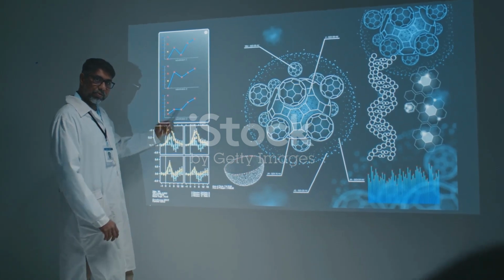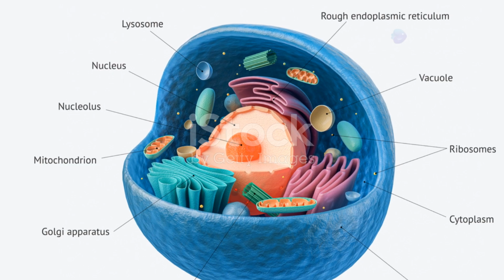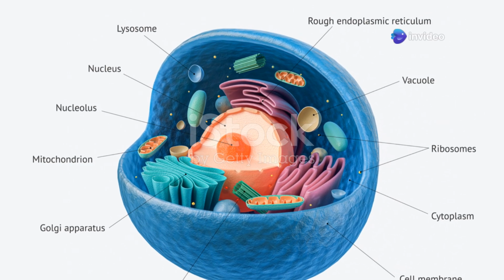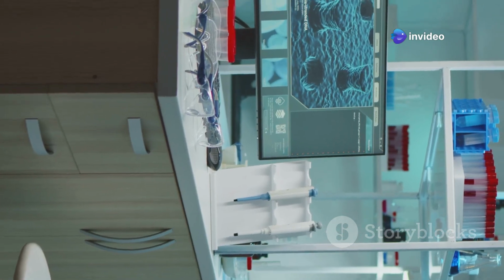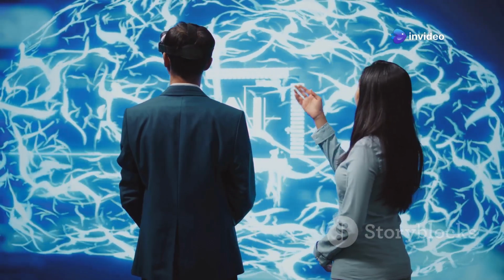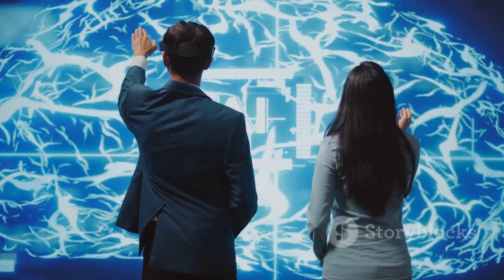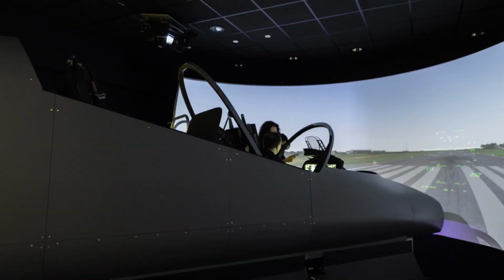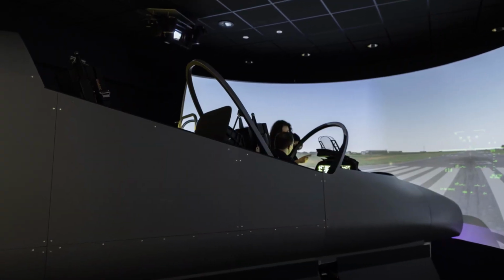So what exactly is a virtual cell? Imagine a computer program that simulates the life of a real cell. That's essentially what a virtual cell is. It's a digital representation of a cell, built using mathematical models and powerful computers. Think of it like a flight simulator for biologists.